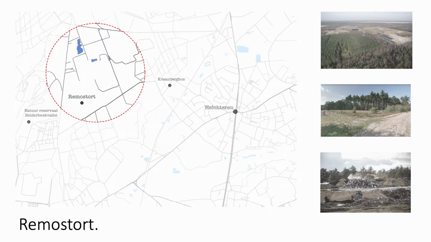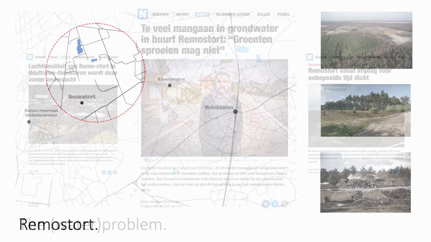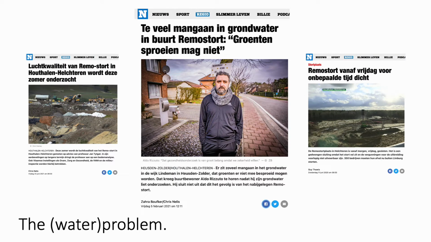The landfill, called Remostort, lies northwest of the center of Helchteren. To the left of the site we find a nature reserve and to the right a forest, which is currently not an attractive place due to the presence of the landfill. When I did my research on the landfill, it turned out that the place was already very well known, but not in a positive sense. I found out that the place had been closed since June 2020 and that the waste was causing a huge nuisance in terms of smell and also polluted groundwater.